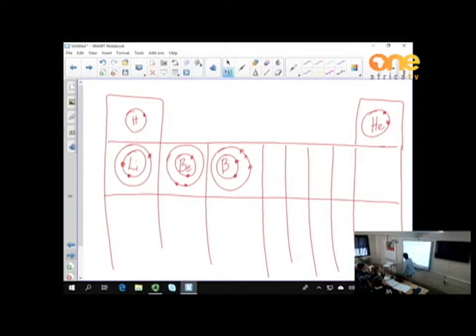Let's just quickly do underneath lithium, we get sodium. How many electrons does sodium have? 11. Okay, so 1, 2, 3, 4, 5, 6, 7, 8, 9, 10, 11. What is the pattern that we get?